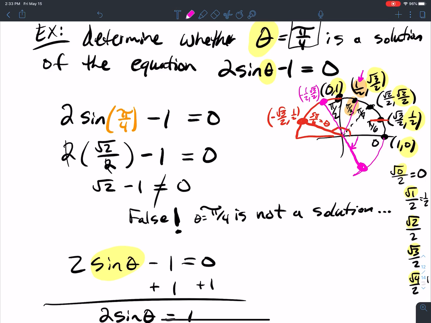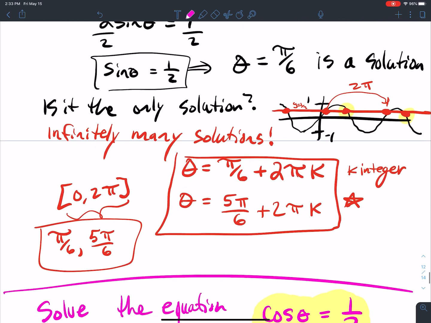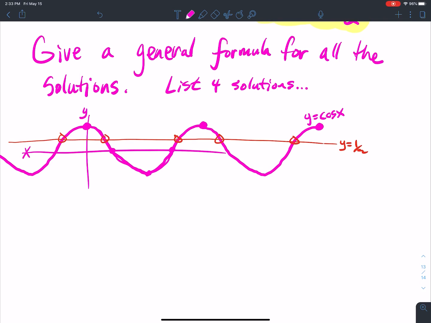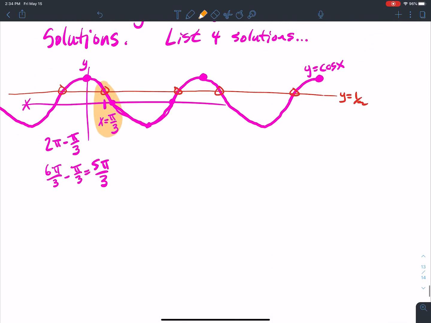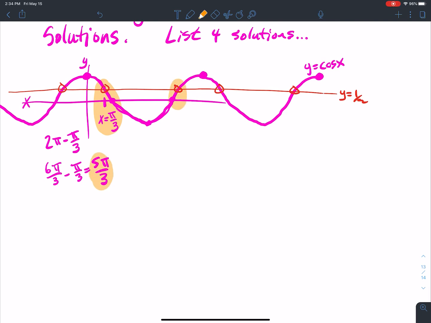Now, how would I get this angle theta? It's pi over 3 short of being a full circle, 2 pi. So that'd be 2 pi minus pi over 3, which is 6 pi over 3 minus pi over 3, which is 5 pi over 3. So in the context of this graph, it'd be x equals pi over 3 for the first one, and then the next one would be negative pi over 3, which is 5 pi over 3. So x equals 5 pi over 3.